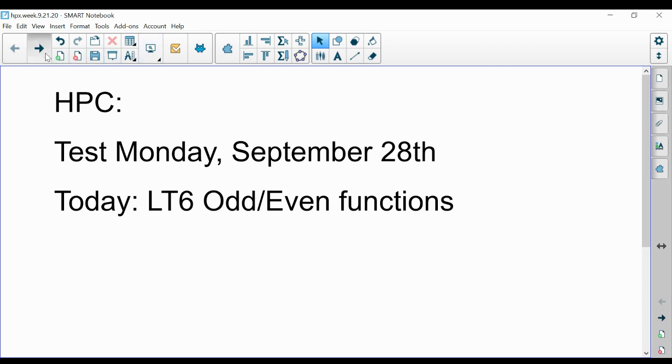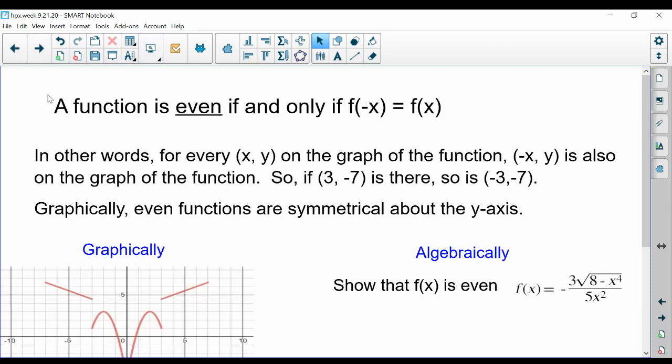Just a few examples. So a function is even if and only if f of negative x equals f of x. This phrase, if and only if, works both ways, moving left and moving right. So if you know the function is even, then you know that f of negative x equals f of x. Or if you know that f of negative x equals f of x, then the function is even. This is kind of difficult to grasp immediately, but what this really means is if you replace all the x values with their opposites, the result will be the original y value.